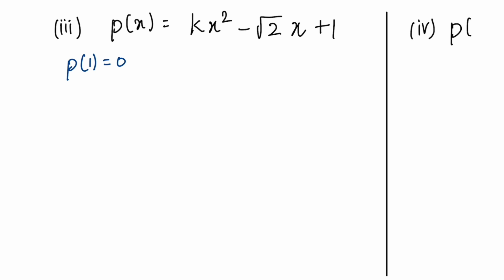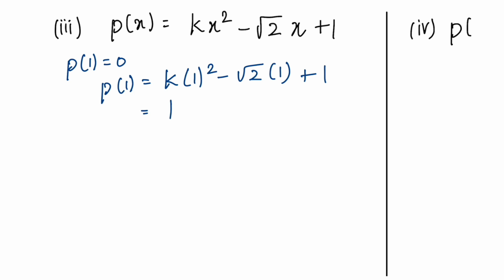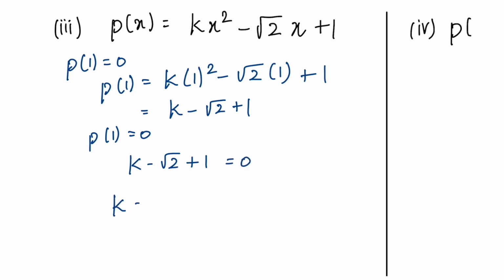So applying the value of 1 in place of x gives P of 1 is equal to k into 1 squared minus root 2 into 1 plus 1. So that is equal to k into 1 squared, which is k, minus root 2 plus 1, and this we know is equal to 0. So k minus root 2 plus 1 is equal to 0. So that comes out to root 2 minus 1. Root 2 minus 1, that is the value of k in this subdivision.